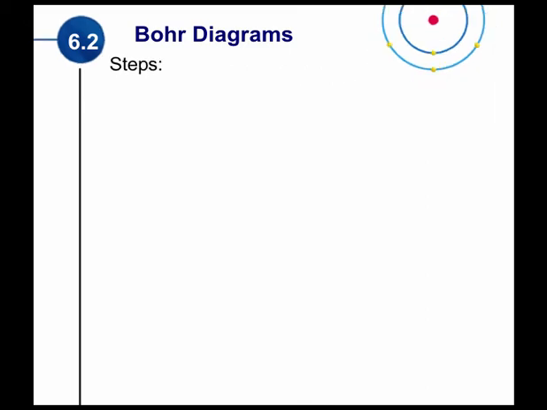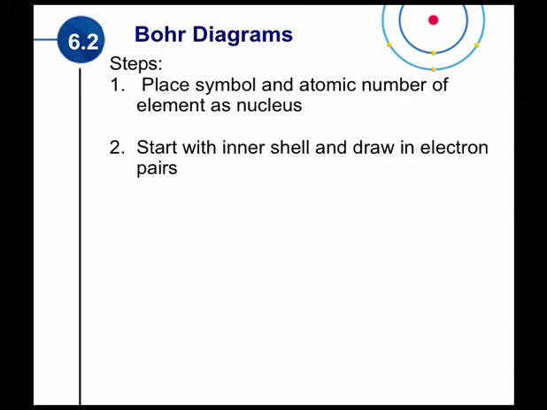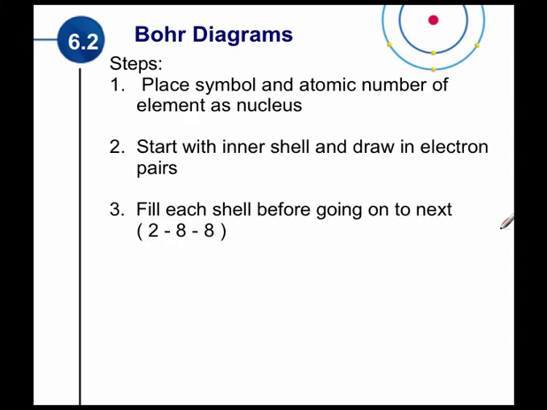The first step is we have to place the atomic number and symbol of the element as a nucleus. So anytime we're drawing a Bohr diagram, we'll need to use our periodic table to find both the symbol and the atomic number of the element. Secondly, we need to start drawing our orbital shells. Now we're going to start with the inner shell and then draw electron pairs around the outside. Once we have a pair of electrons in the first shell, then we continue to fill up the remaining shells with electrons, and we follow that pattern of 2, 8, 8.